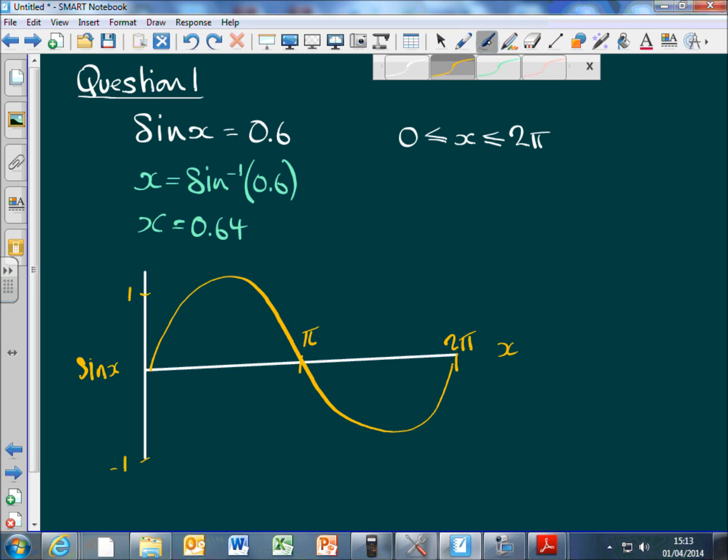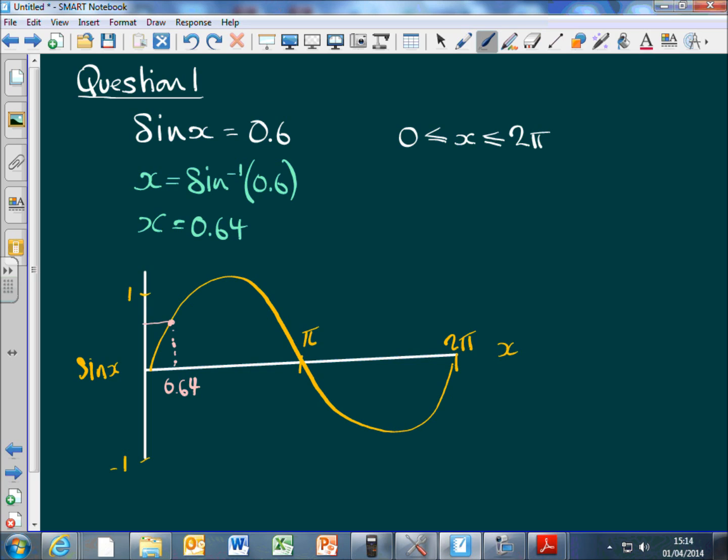Okay, so we're basically saying in this question, when does sine x equal 0.6? Well, 0.6 is about here, and I go across, and it's given me one answer. It's told me that sine x equals 0.6 at an angle of 0.64. Okay, so can you look at the graph and tell me where else it would have a value of 0.6? Someone talk me through how to do it.